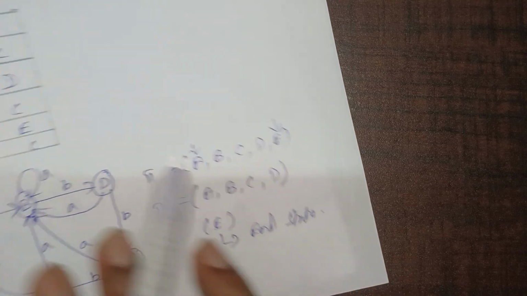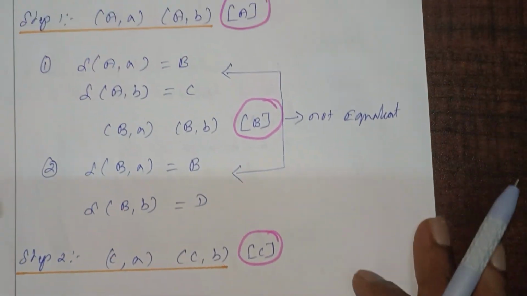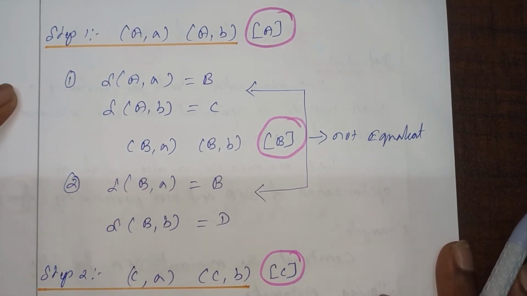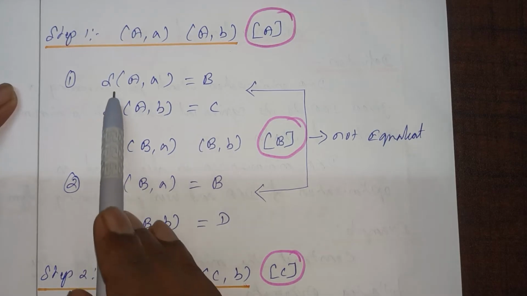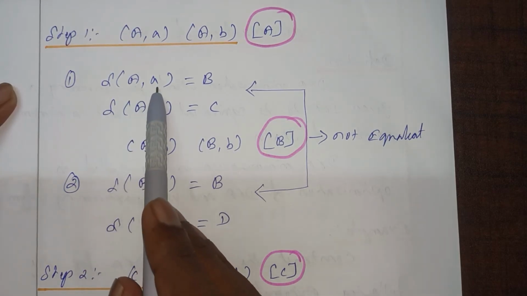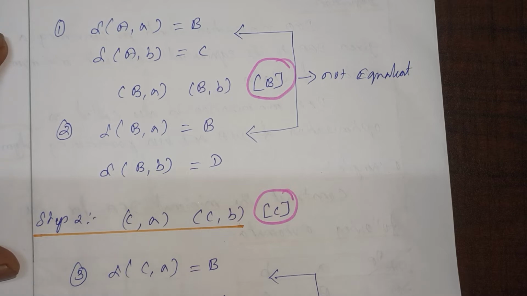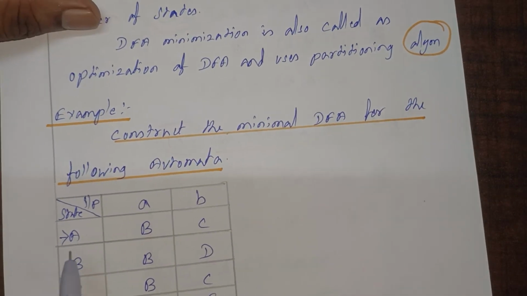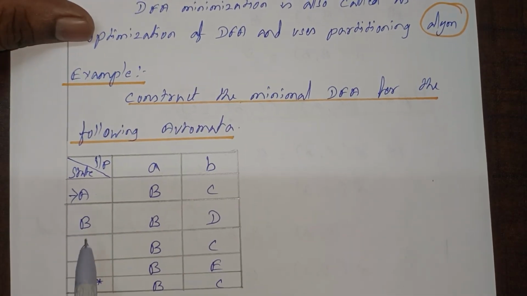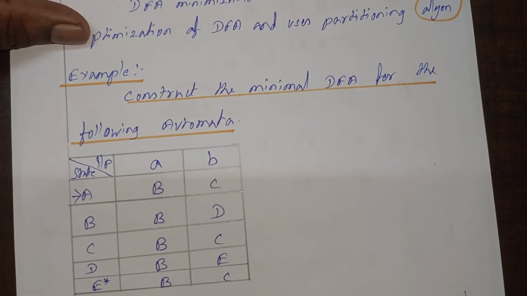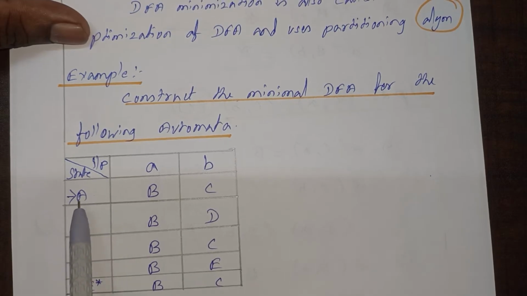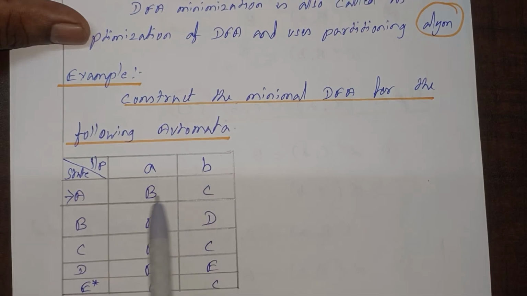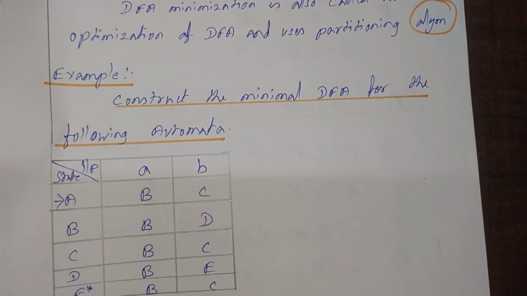Now let me take you to the next level. This is step number one. We are going to find lambda values for all the states present there. Step number one, lambda of capital A comma small a, right? You can see here, we take the lambda values one by one. The lambda value has been applied for A, B, C, D and E, so that you can take lambda of capital A comma small a, lambda of capital A comma small b, and find what destination state you are getting.